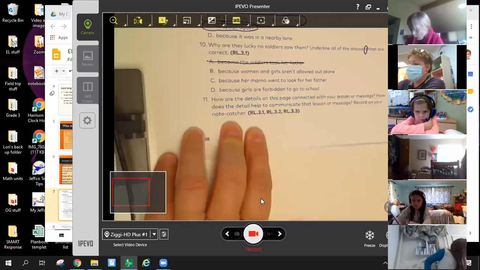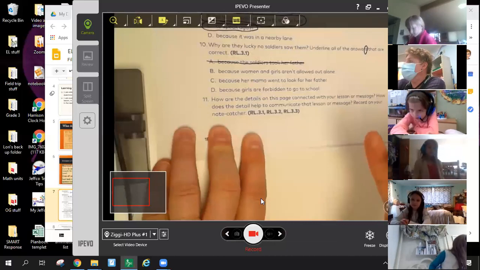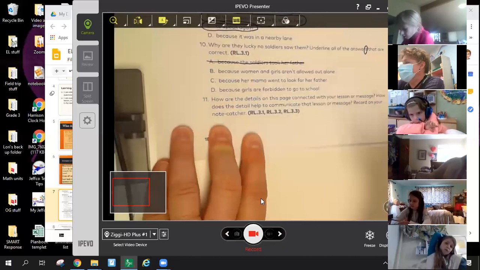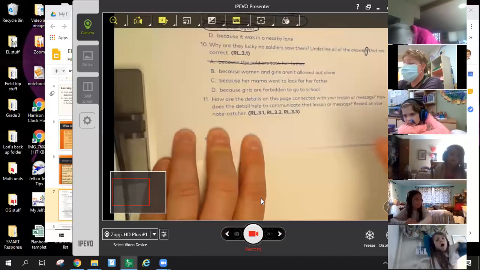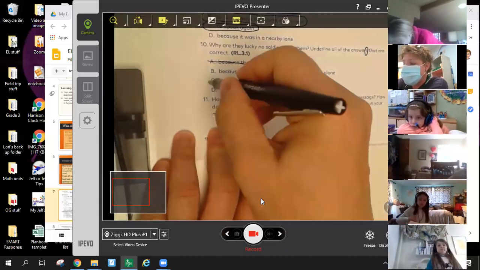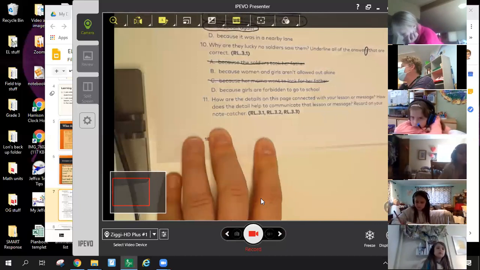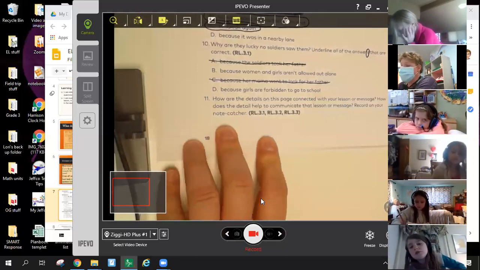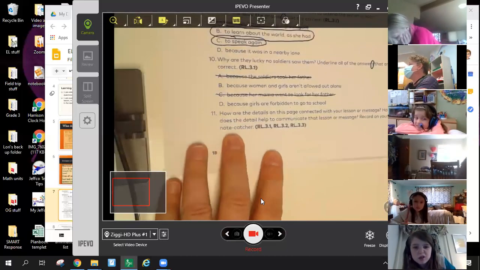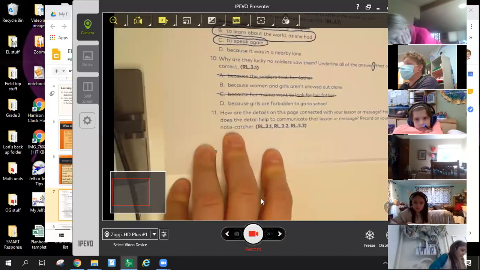Josh, what do you think? Do you like Ethan's answer that he just gave? Yeah. So Ethan's answer, Josh, you agree with that? Yep, because her mama went to look for her father also happened in the story, but is that why they're lucky? No. So what does that leave us with? That leaves us with B and D. Should we just circle them without reading them again? No. Always go back and make sure.